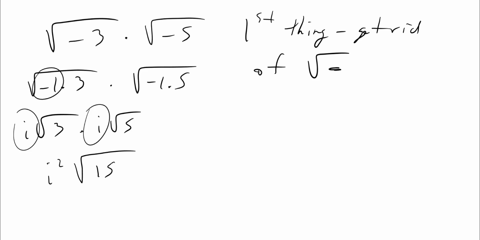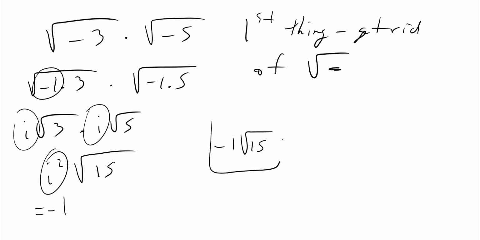If you leave it like this, what am I going to do? I'm going to take a point off because i squared is not allowed. You're not allowed to have an exponent. And if you look at your nice little fancy chart, okay, i squared is -1. This is equal to -1. Okay, so the answer is -1 root 15. That's your final answer. Okay, so it's not bad.